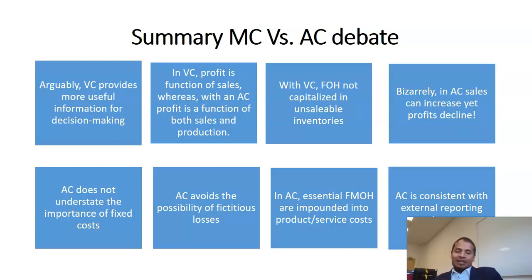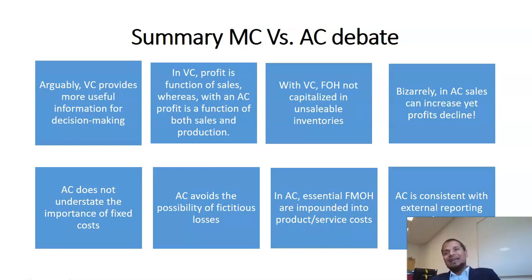So when there are sales, there is no production. When there is production, there are no sales. It can happen. You produce in a particular season and then sell throughout the year or other periods. And absorption costing doesn't understate the importance of fixed cost. This is for the importance of absorption costing. It includes all the fixed cost in the product, so it doesn't understate the cost. And absorption costing avoids the possibility of fictitious losses, right? It mitigates that. In absorption costing, fixed manufacturing overheads are impounded into the product or service cost, that is, included in the product and service cost, right?